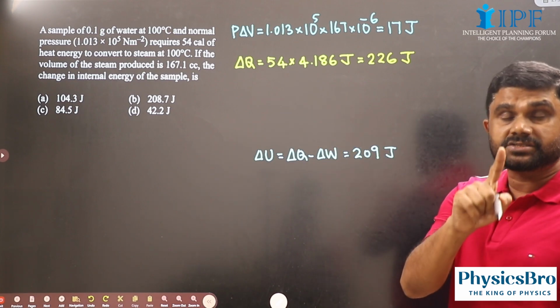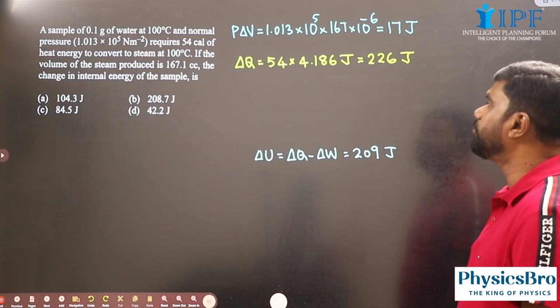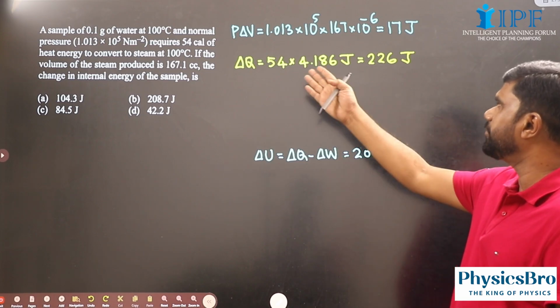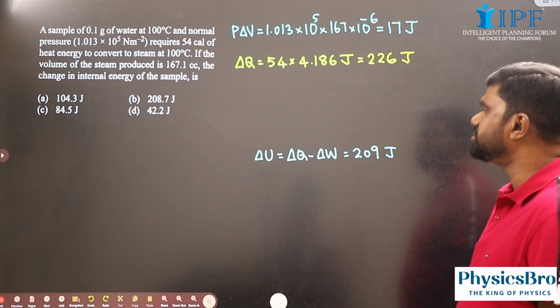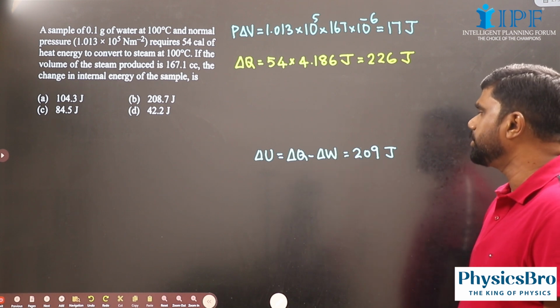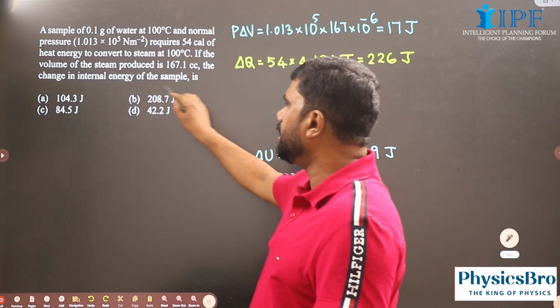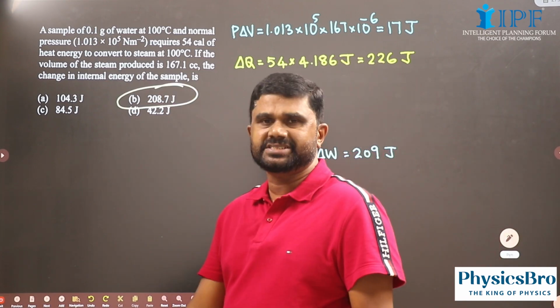1 calorie is equal to 4.186 joule. So 54 calorie will be 4.186 into 54, that is 226. So change in internal energy is delta Q minus delta W, and it is 209, or let us say 208.7 nearly.